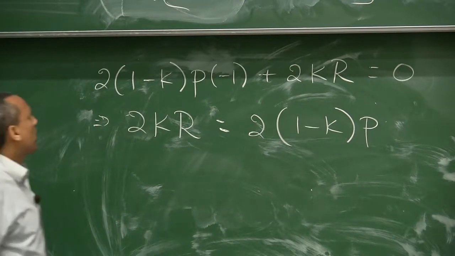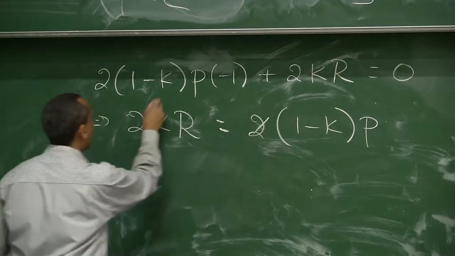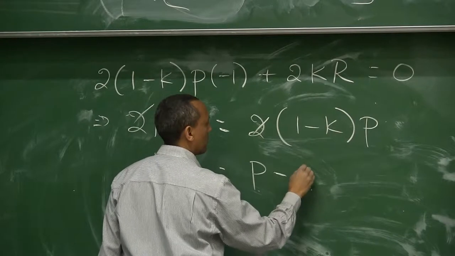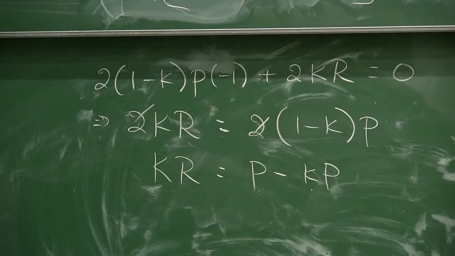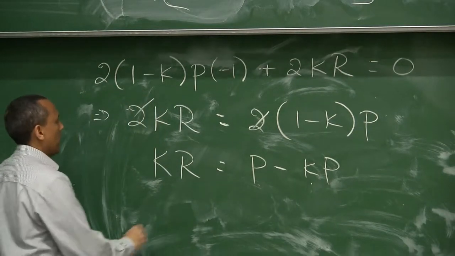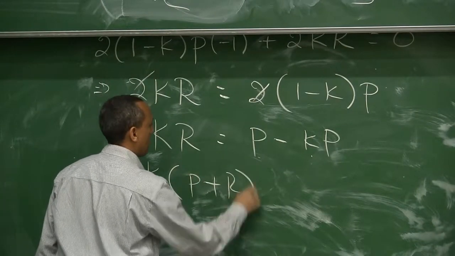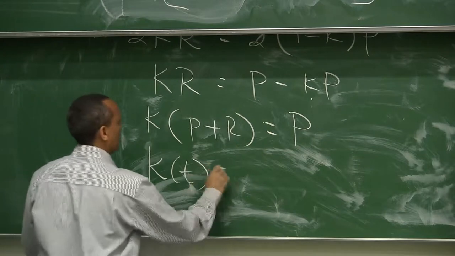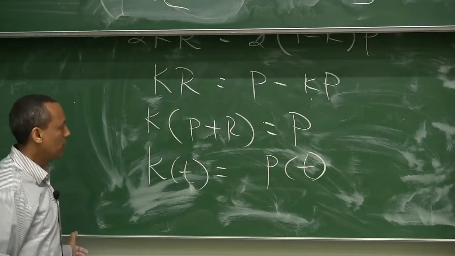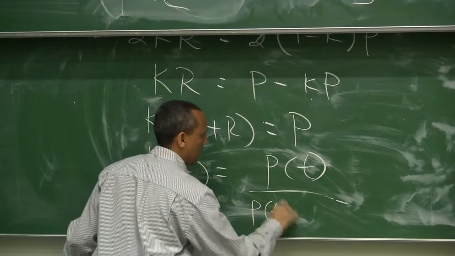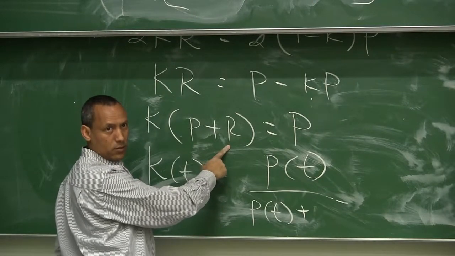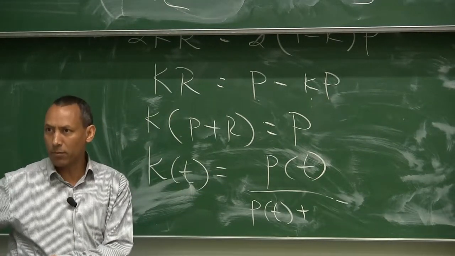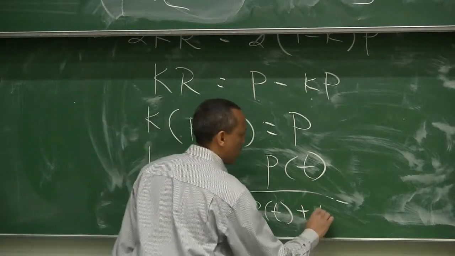Okay. So we have to distribute, I am afraid, here. First, we just cancel 2. So here we have kR is equal to P minus kP, right? So we collect like terms. If I move this one here, I have k(P plus R) is equal to P. So k for the time t, now I include t, don't forget, is the prediction made for time t divided by the prediction made for time t plus the measurement variance. This is independent of time. We assume at least the measurement does not change its behavior over time. We're considering a short period of time. So here we have R.